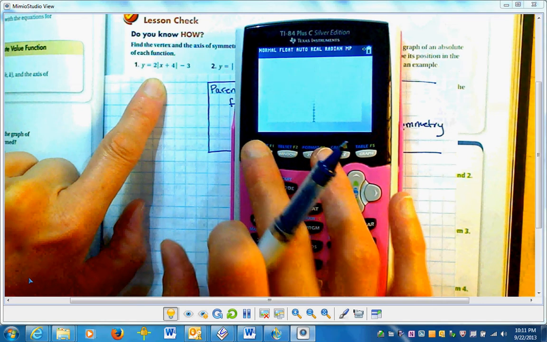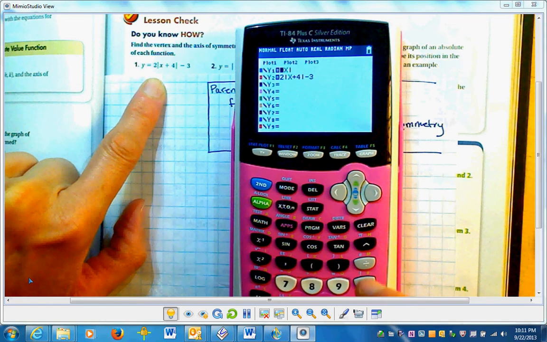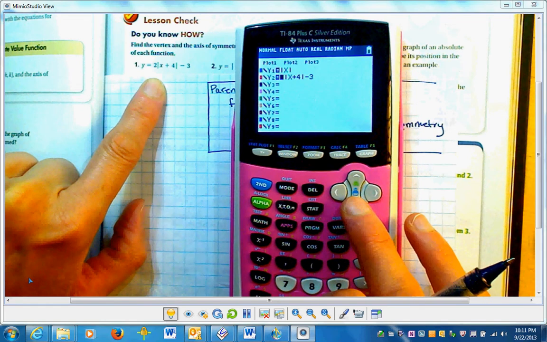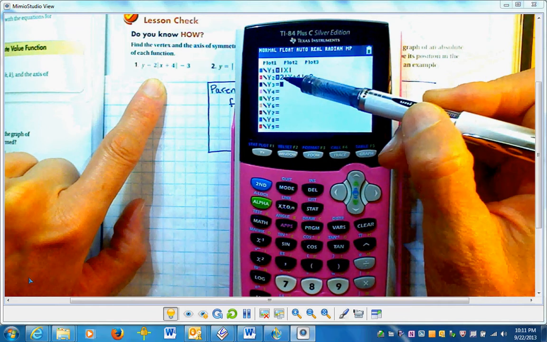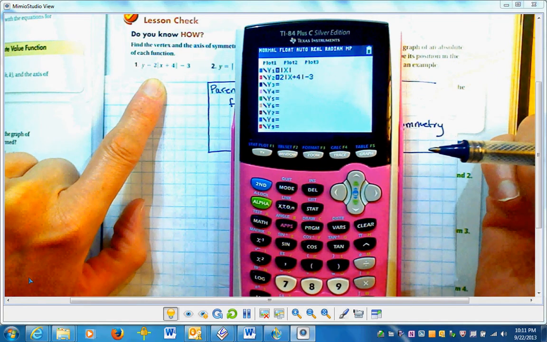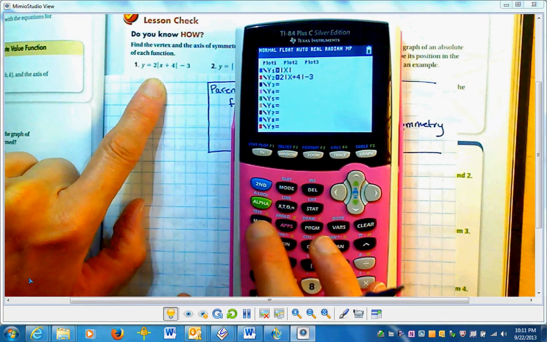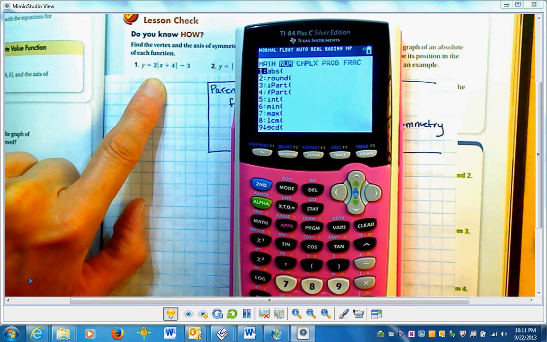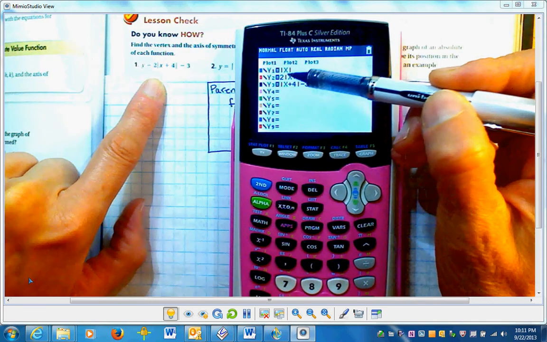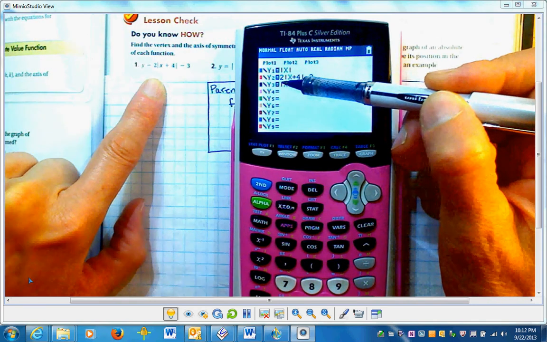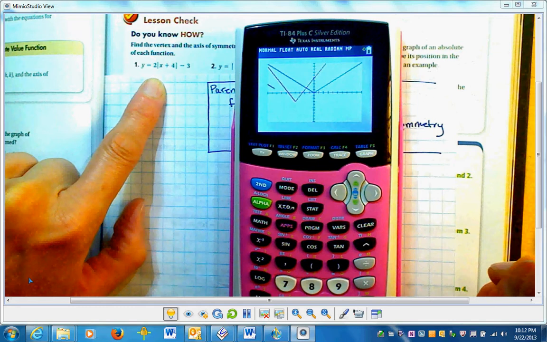So let's go back to our y equals. Let's do this. Let's do a y3. Let's take that 2 out of there and just put in the absolute value of x plus 4 minus 3. So I took that 2 away from the front of the absolute value. So let's push graph and let's see what happens.